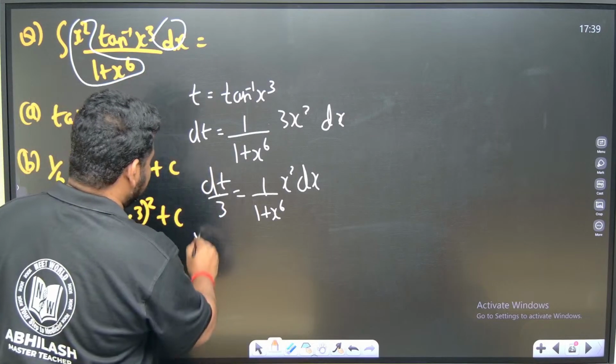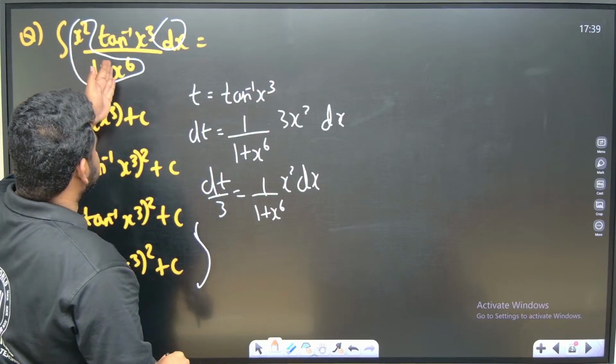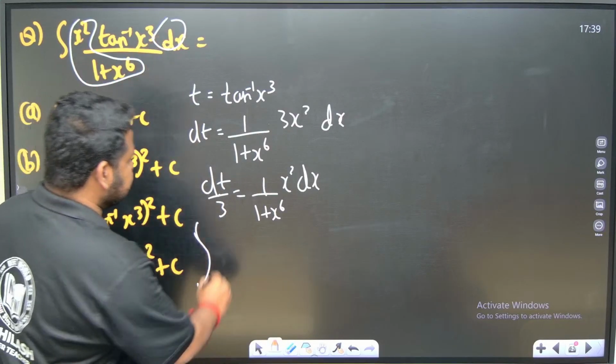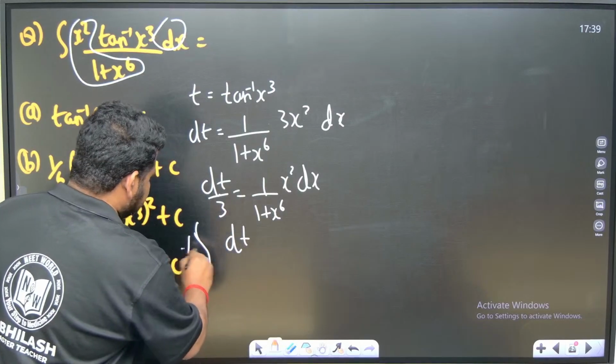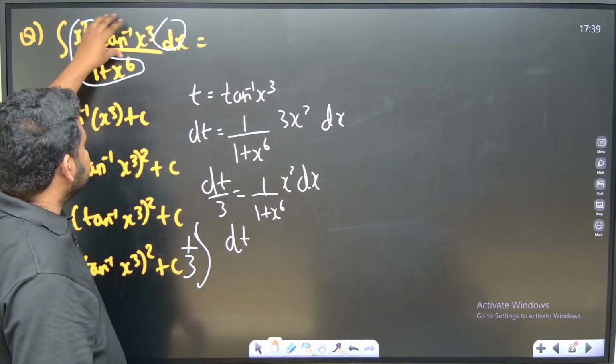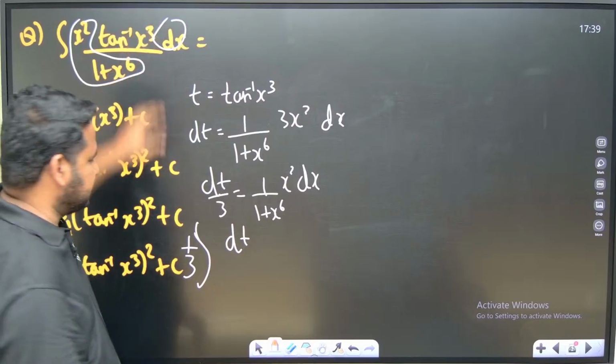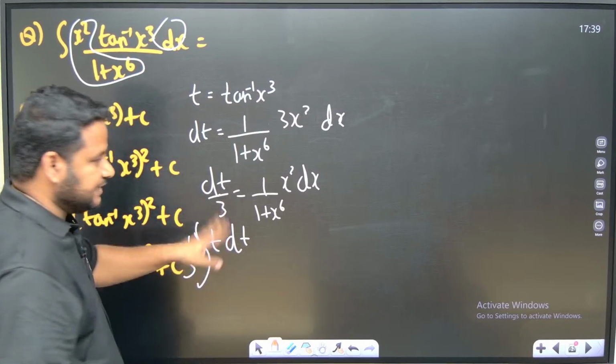So this integral will become what? This integral x square by 1 plus x to the power of 6 into dx. This entire thing will become what? Dt. This 1 by 3 I will write it. Okay, what I took t? This tan inverse of x cube I took it as t. 1 by 3 t dt.